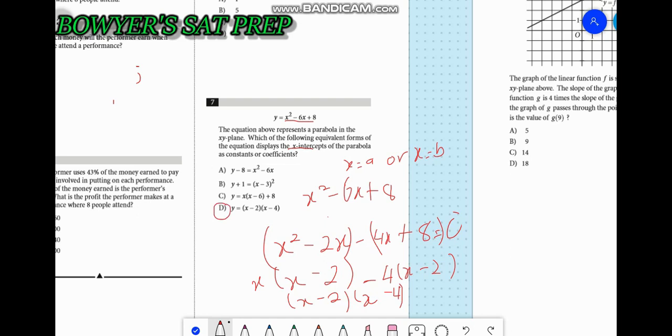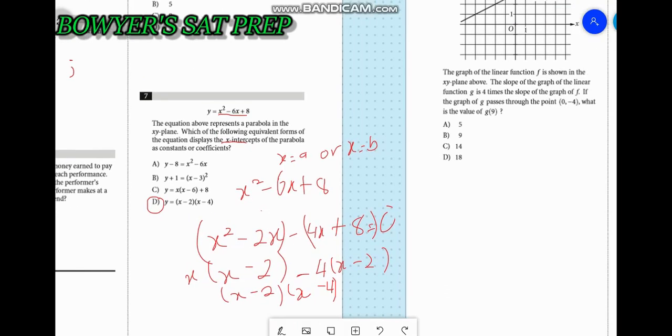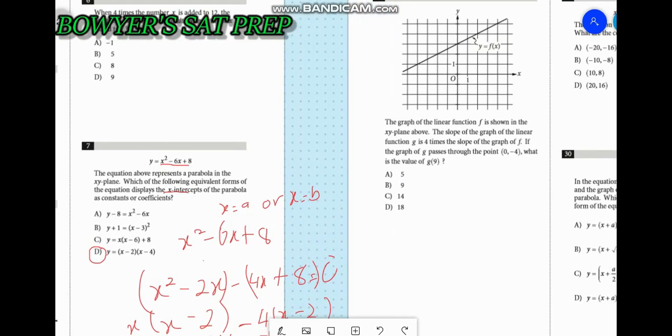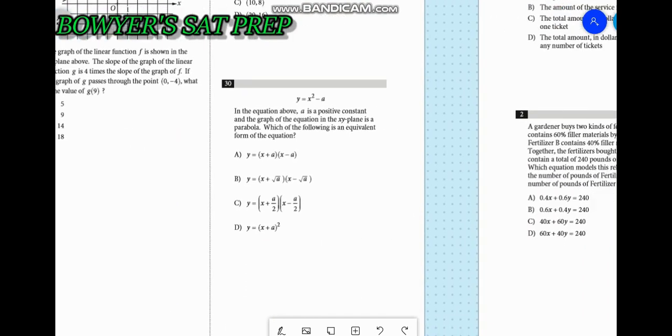So it's simple. You've already done it before; you just check with the question. So let's see another question. This one is a little bit difficult, but it's simple. In the equation above, a is a positive constant and the graph in the xy plane is a parabola. Which of the following is an equivalent form of the equation?